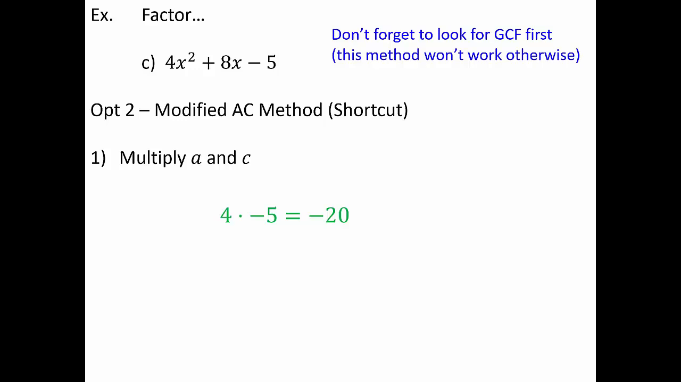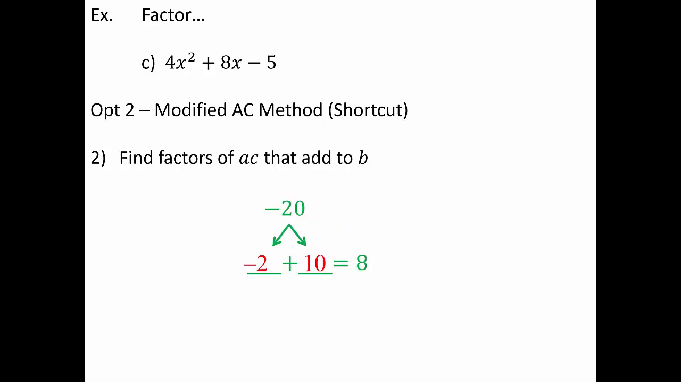So step 1, multiply A and C, we get negative 20. Step 2, find factors of AC that add to B, negative 2 and 10. That process has not changed. The first 2 steps are exactly the same. What changes is as we move on to step 3, which previously would have been to break up the B term and then step 4, factor by grouping, we're just going to cut to the chase. We're going to go straight to the answer.